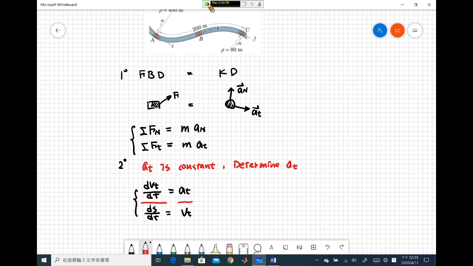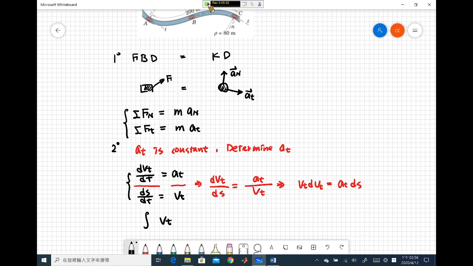Then you use this relationship. You just use the left hand side divided by left hand side, right hand side divided by right hand side. You should be able to obtain Vt dVt over ds will be equal to At over Vt. You move things around, so Vt dVt will be At times ds.